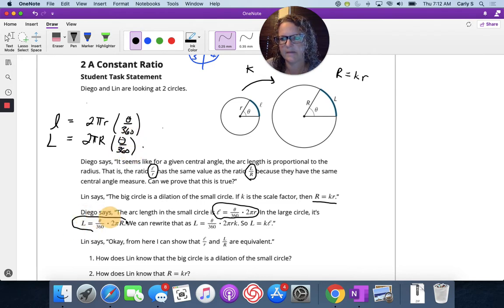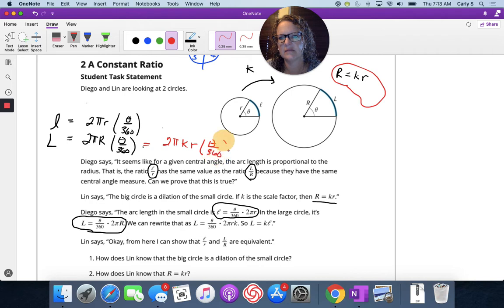We can rearrange that as L equals theta over 360 times 2 pi r k because we just said big R equals K times little r. So this one I can rewrite as 2 pi K little r times theta over 360. Okay, substitution. So big L equals K times little l.